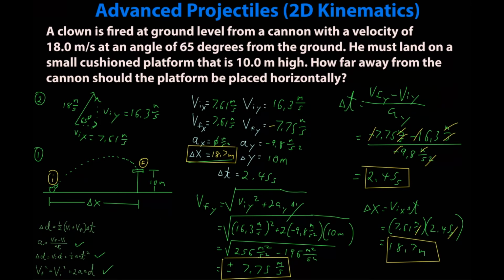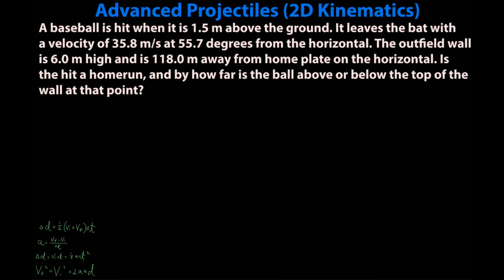All right, let's do one more. A baseball is hit when it is 1.5 meters above the ground. It leaves the bat with a velocity of 35.8 meters per second at 55.7 degrees from the horizontal. The outfield wall is 6 meters high and is 118 meters away from home plate on the horizontal. Is the hit a home run? And by how far is the ball above or below the top of the wall at that point?